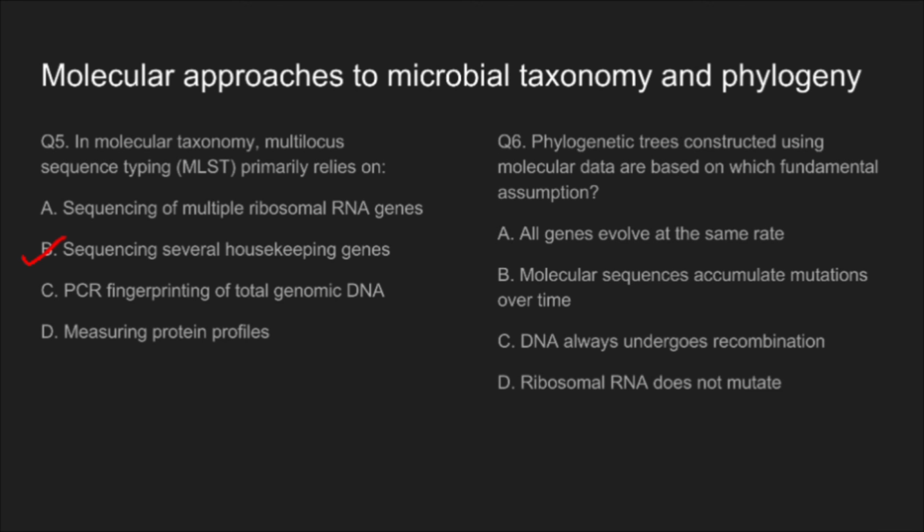Question 6. Phylogenetic trees constructed using molecular data are based on which fundamental assumptions? Your options are A. All genes evolve at the same rate. B. Molecular sequences accumulate mutation over time. C. DNA always undergoes recombination. And D. Ribosomal RNA does not mutate. So the correct answer for this question is option B. Molecular sequences accumulate mutations over time.